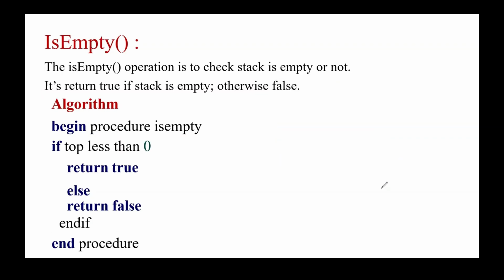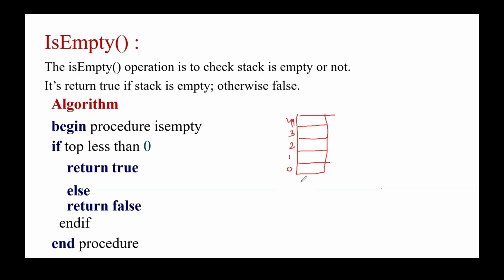Next operation is empty. This function is used to check whether the stack is empty or not. If the stack is empty, it returns true, otherwise it returns false. Let us understand the concept first. For example, this is our stack. Stack size is 5, so 5 elements we can store inside the stack. These are the indexes 1, 2, 3, 4.